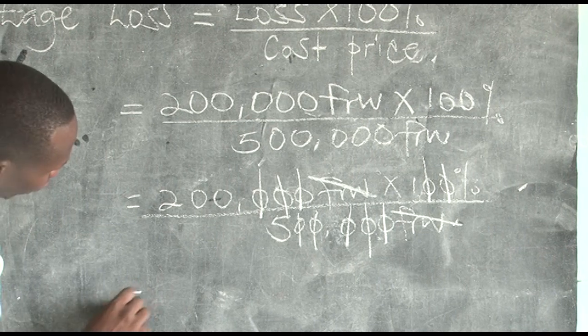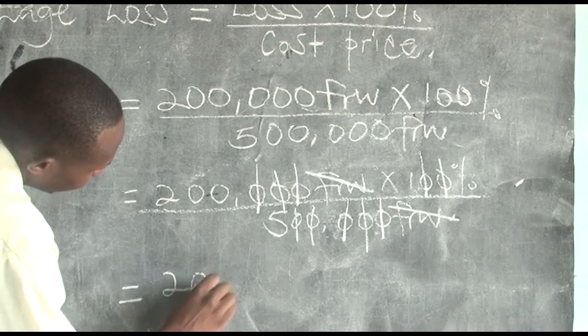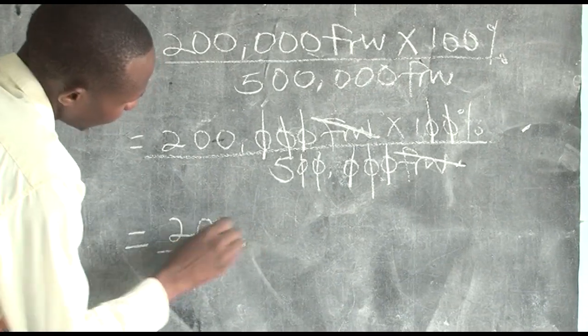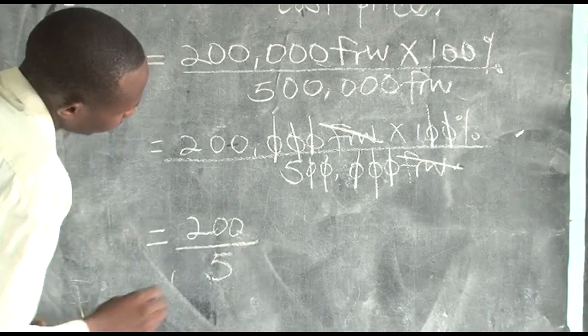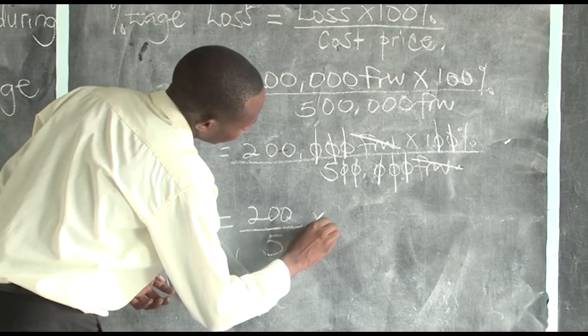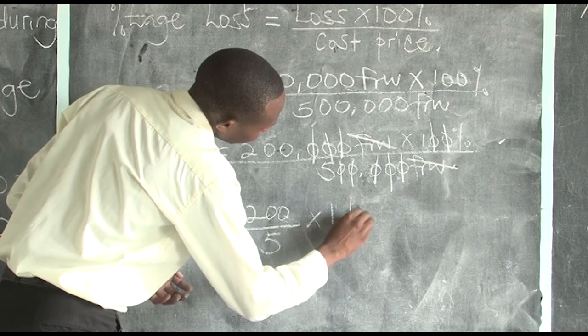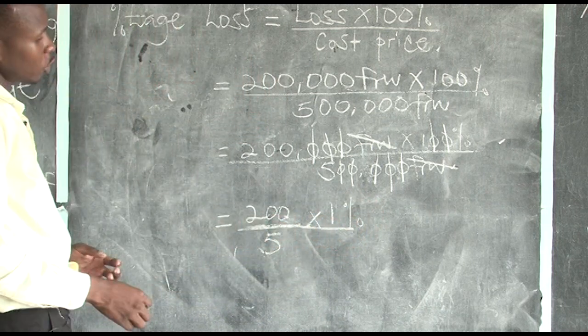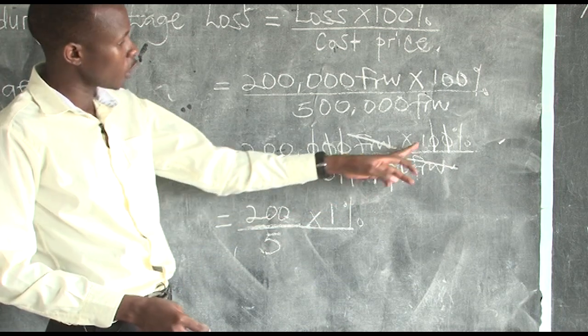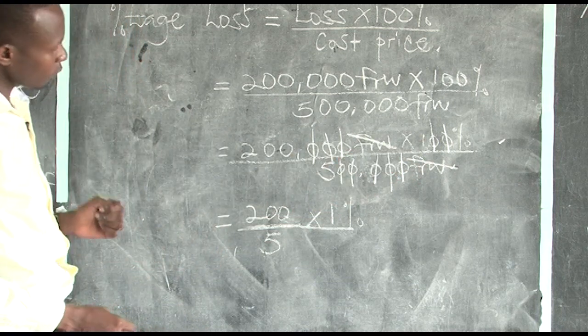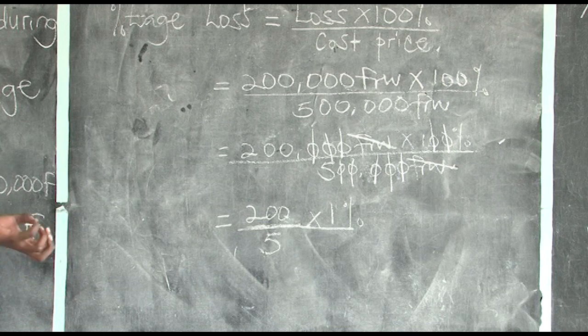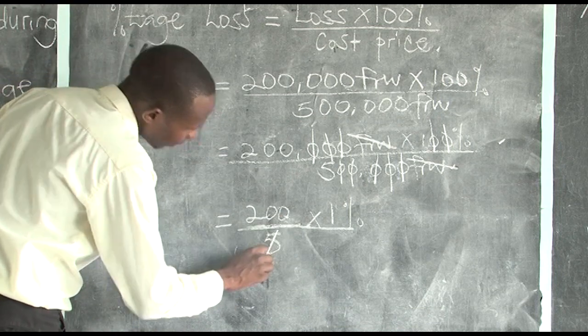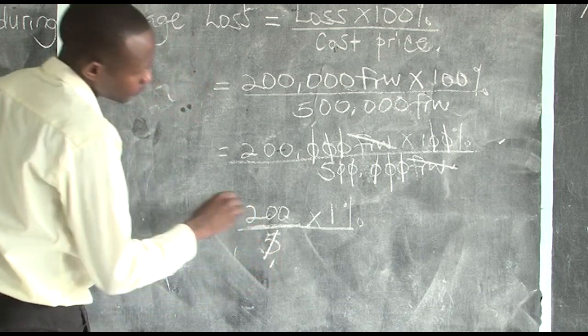We are remaining with 200 divided by 5 times 1%. It is now not 100%. It is a 1%. So from there, we shall continuously divide this. I will say by 5, 1.